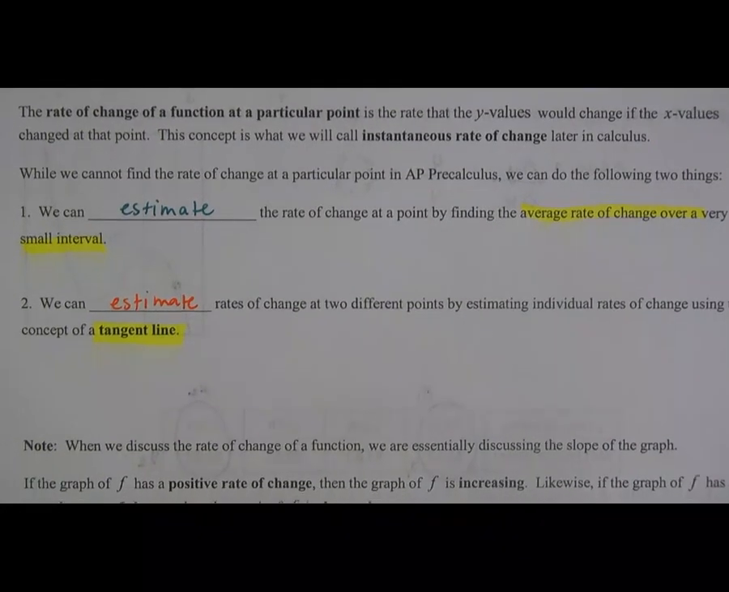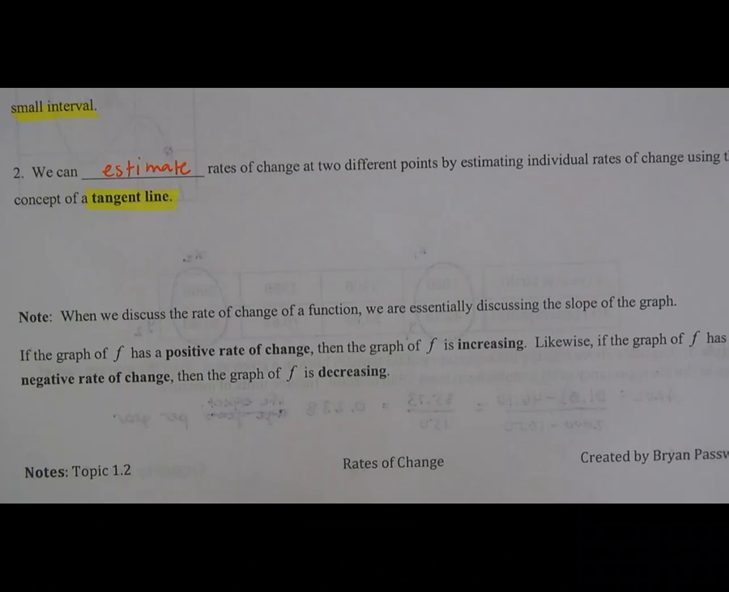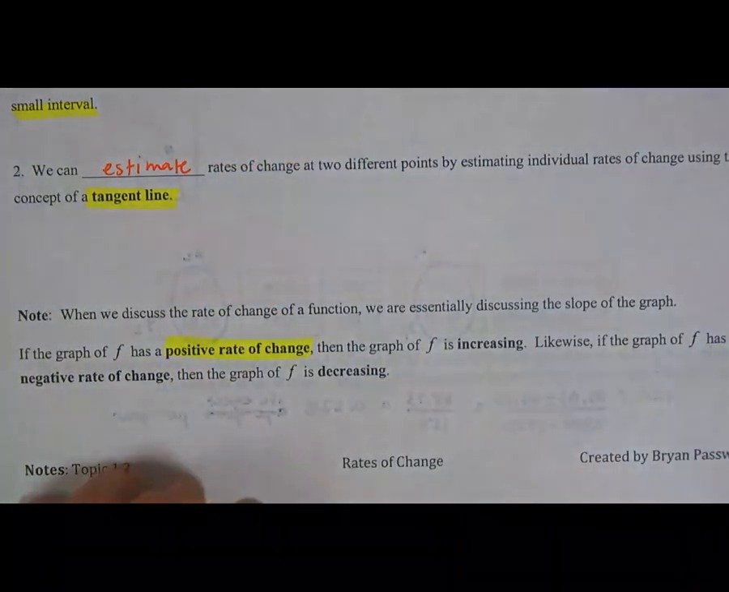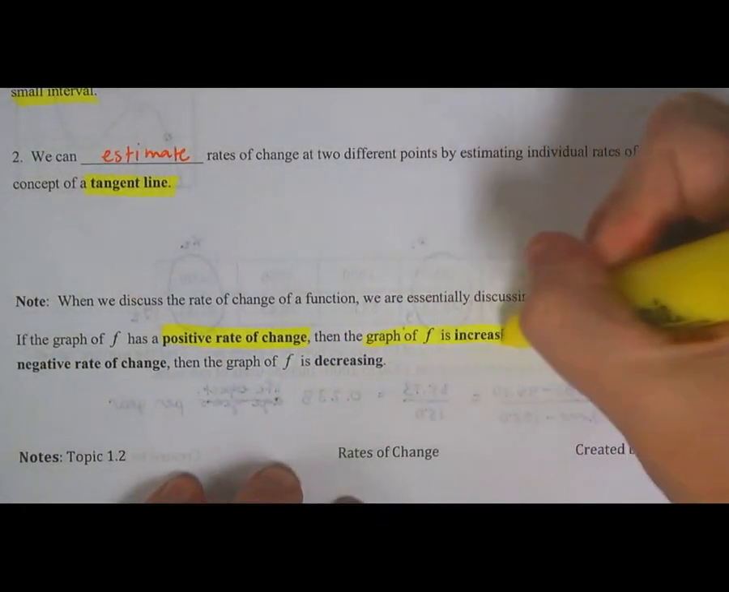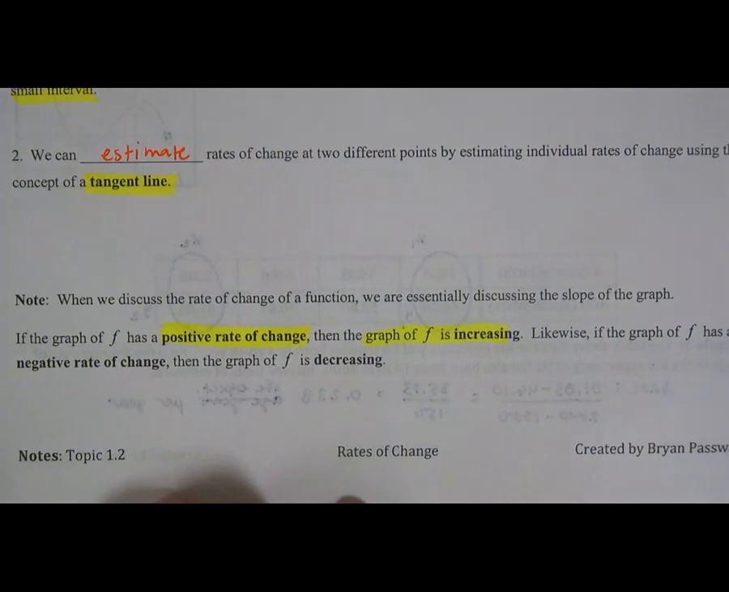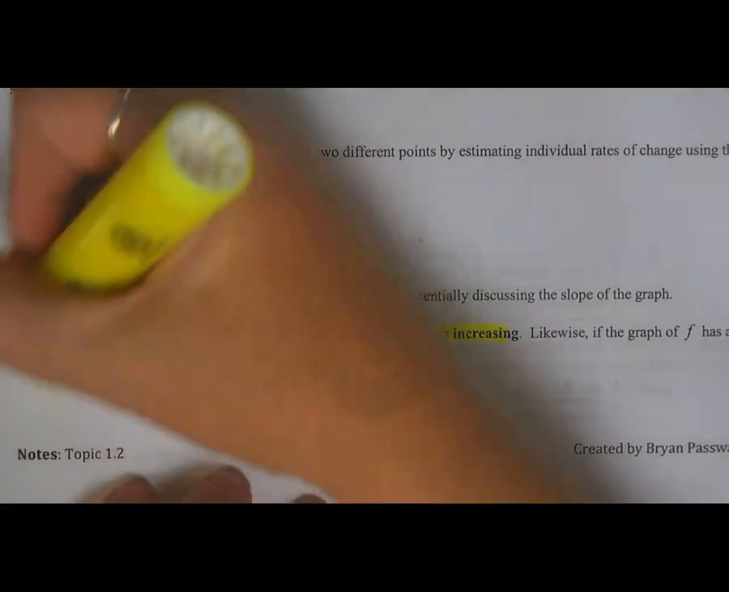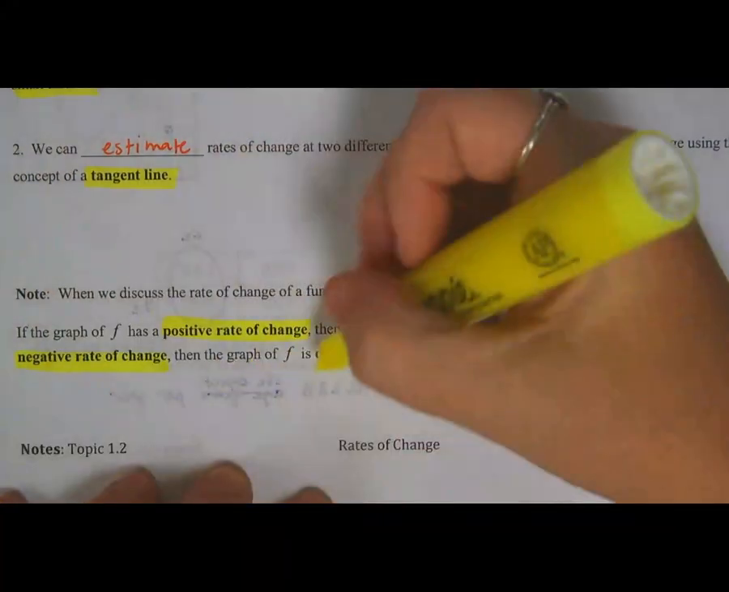But what's down there at the bottom of your page is hugely important. When we discuss rate of change, we are essentially discussing the slope, and I think most of you understand that by now. If the graph has a positive rate of change, a positive slope, then the graph is increasing. That's kind of like a no duh, right? If the graph has a negative rate of change, a negative slope, then the graph is decreasing.